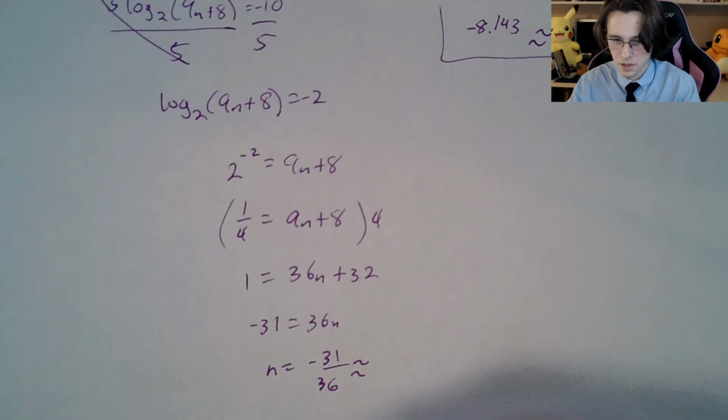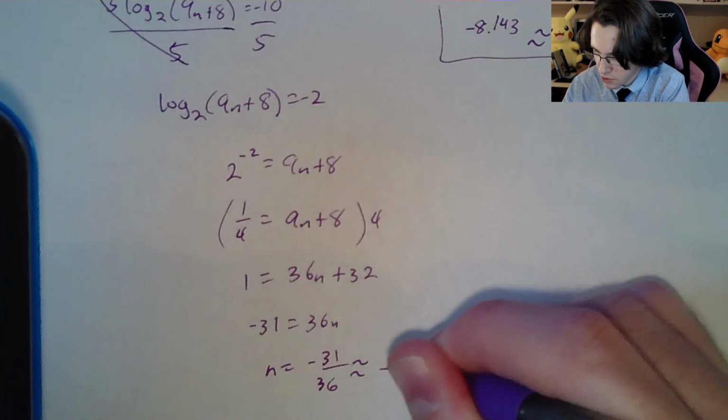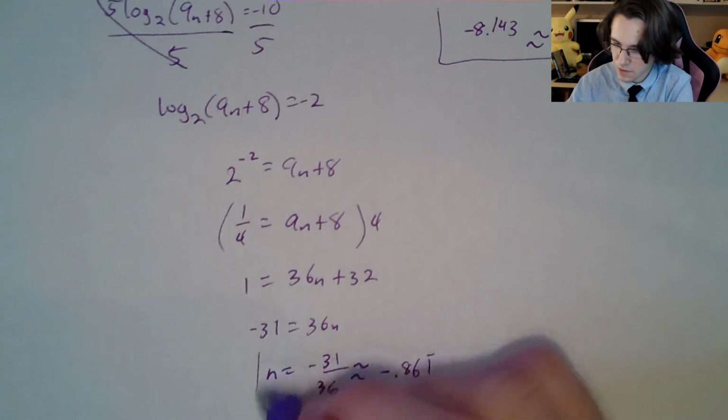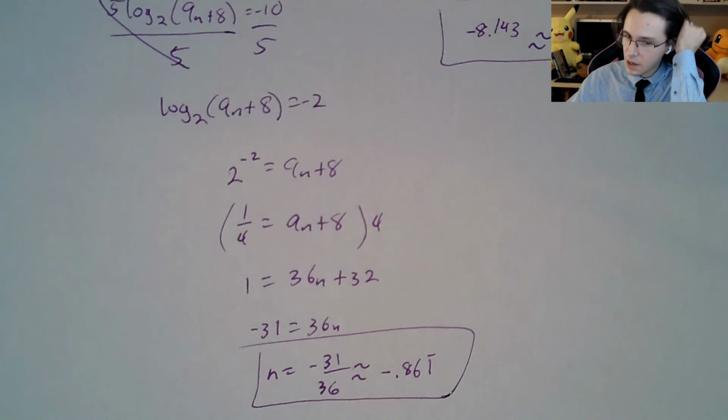-31 divided by 36 is going to be negative 0.861 repeating. There you go. Actually, not even approximate, it's exactly equal to, but we are all done.